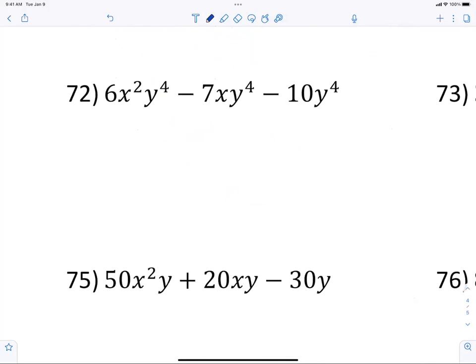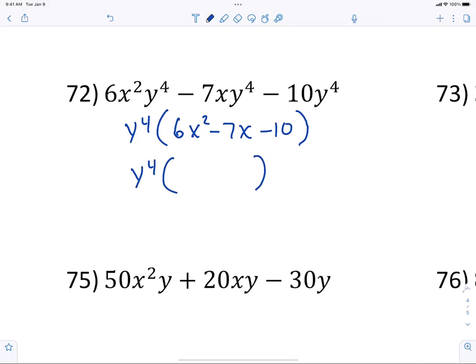Okay, give me some help here. What is common with 72? Y to the 4th. So let's pull out y to the 4th. And I'm left with 6x squared minus 7x minus 10. Now this one's annoying, all right, but we start with the middle factors. What am I going to go with?